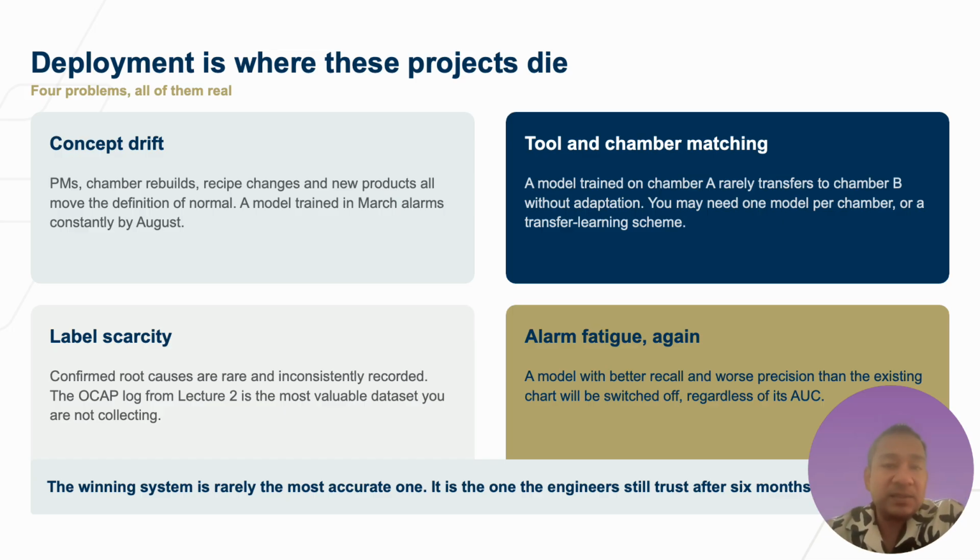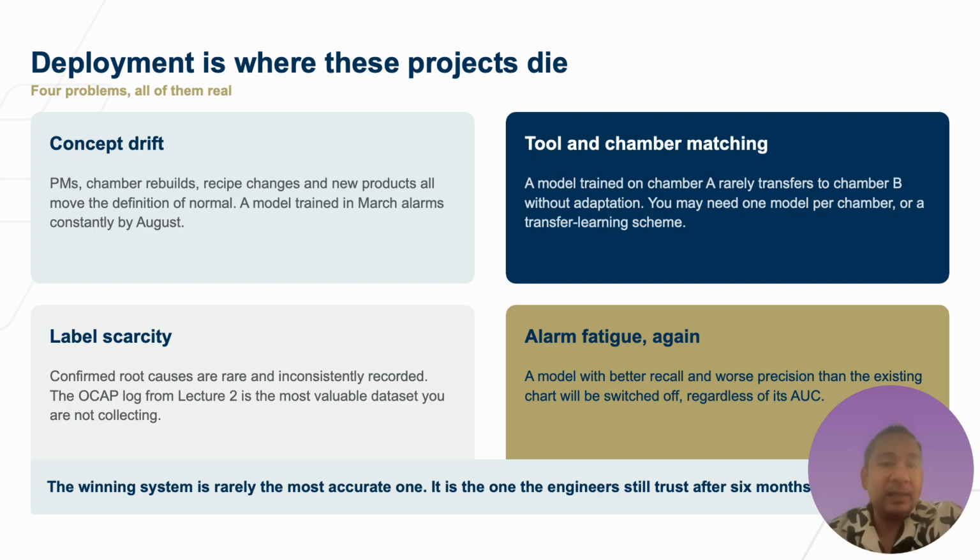Concept drift. PMs, chamber rebuilds, recipe changes, new products all move the definition of normal. Normal trained in March alarms constantly by August, and the process is fine. Tool and chamber matching. A model trained on chamber A rarely transfers to chamber B without adaptation. You may need one model per chamber, which multiplies your maintenance burden by the size of the fleet, or a transfer learning stream. Label scarcity. Confirmed root causes are rarely and inconsistently recorded.